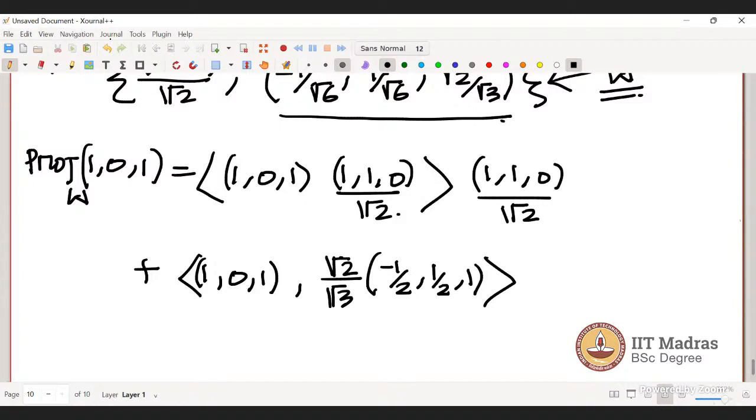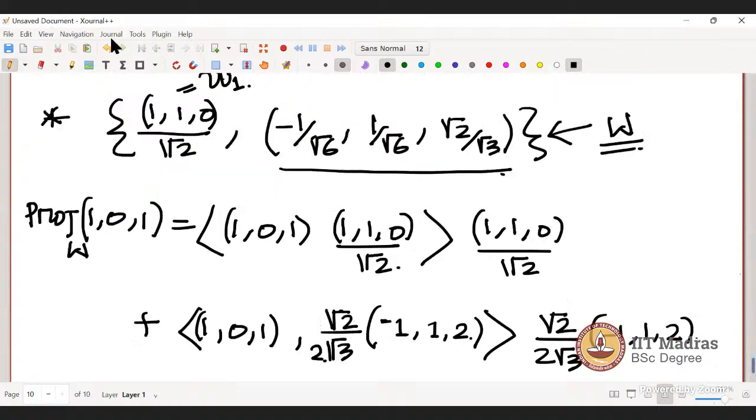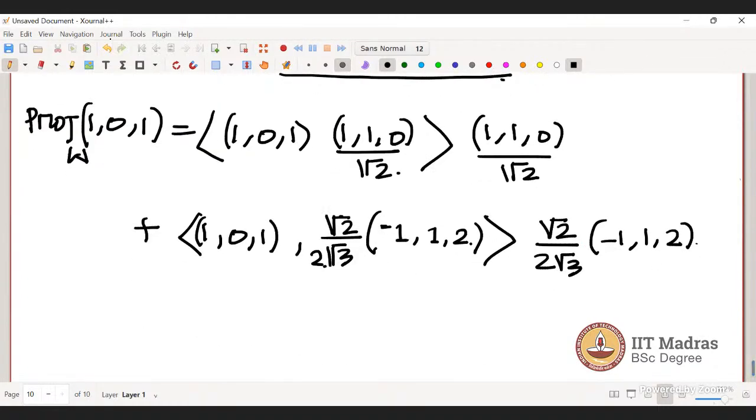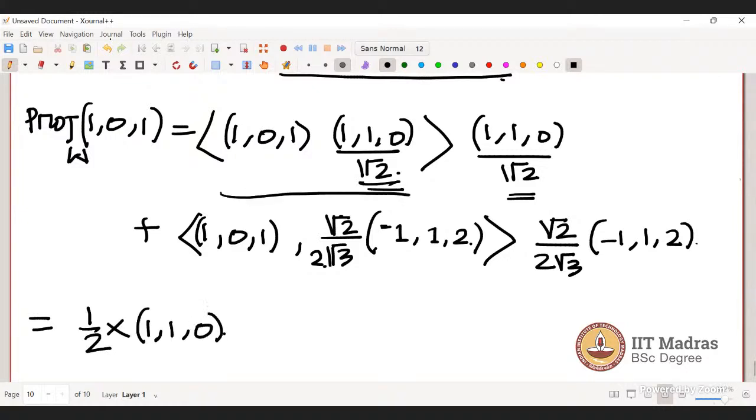So this is 2 root 3, and what I can write is minus 1, 1, 2. Okay, so now this is root 2, I'll take it out, 1 by 2. This inner product is 1. So this is basically 1, 1, 0. So this part is this.